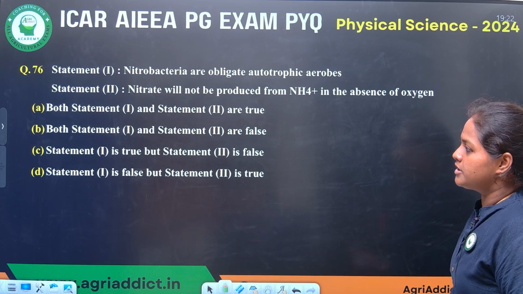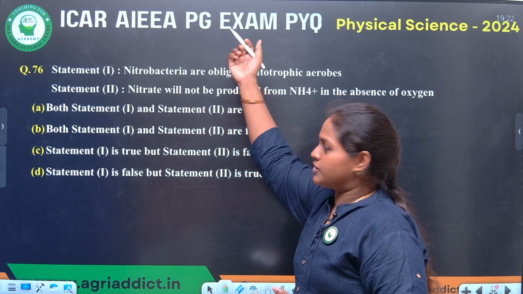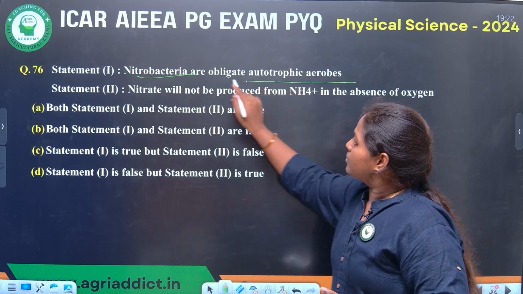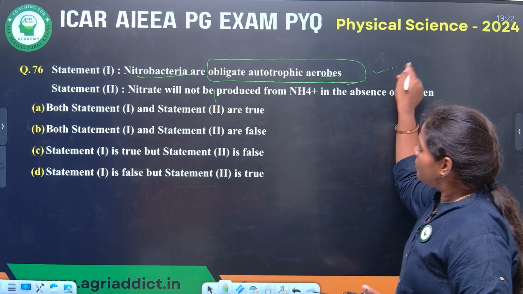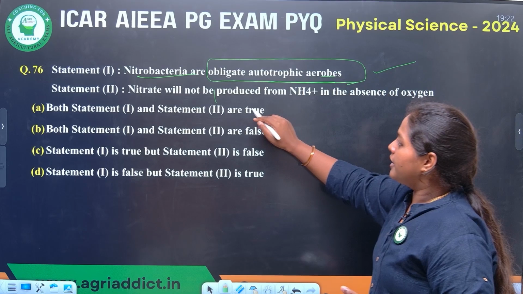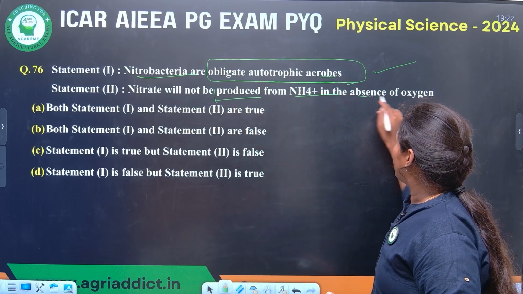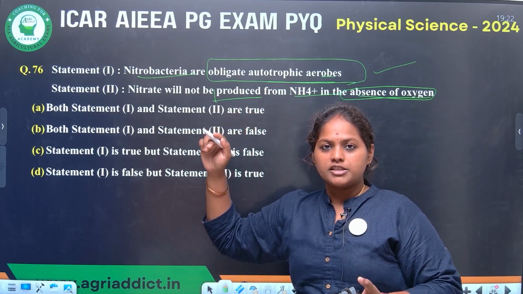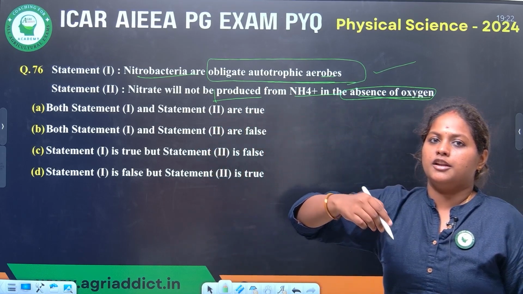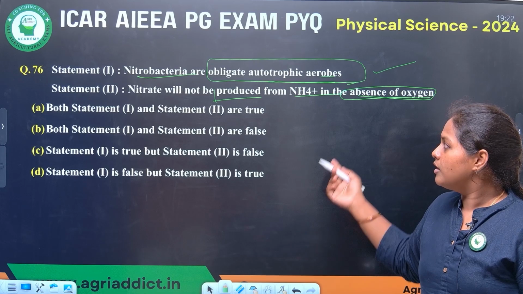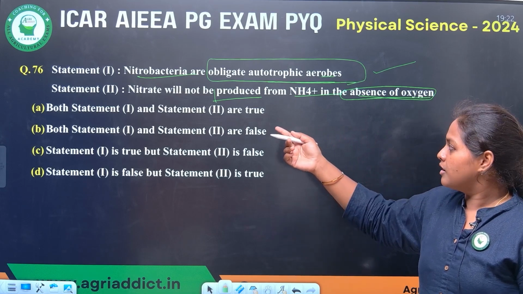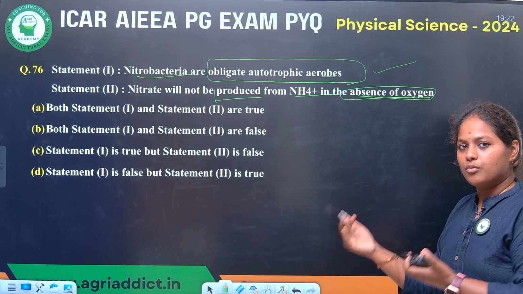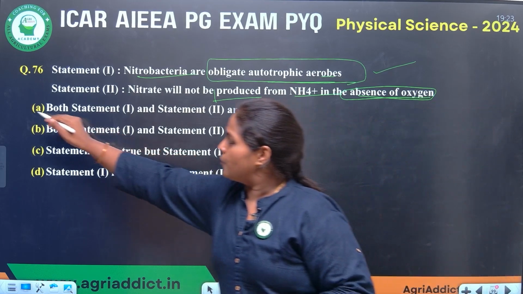Question number 76. Statement type questions. Statement 1. Nitrobacteria are obligate autotrophic aerobes. True. Statement 2. Nitrate will not be produced from ammonia in the absence of oxygen. Why? Because nitrification requires the presence of oxygen and it is an aerobic microbe also. In absence of oxygen, nitrate won't be produced from ammonium. That means they are telling nitrification won't happen. Both are true. Option A.